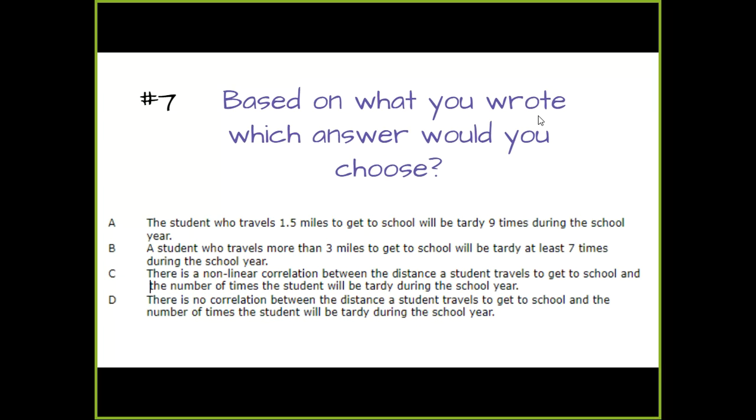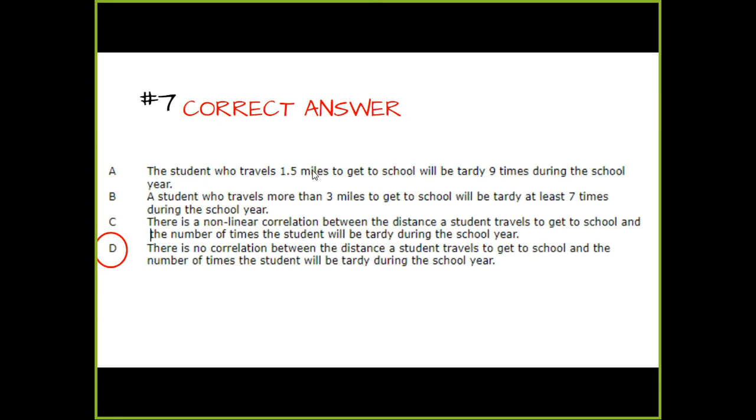All right, C says there is a nonlinear correlation between, we can stop right there because it says nonlinear correlation. Now it's true that it's nonlinear, it's not a straight line, but we already established that there's no correlation. So we can automatically stop right there. It says it's a correlation, so we can eliminate that one. We have no correlation. All right, so D says there is no correlation between the distance the student travels to get to school and the number of times the student will be tardy during the school year. Yep, that's what we just said. There's no correlation between the data. That's what the data on the graph says. There's no correlation. They're all scattered. So the answer would be what? D. D, as in delta, yeah.